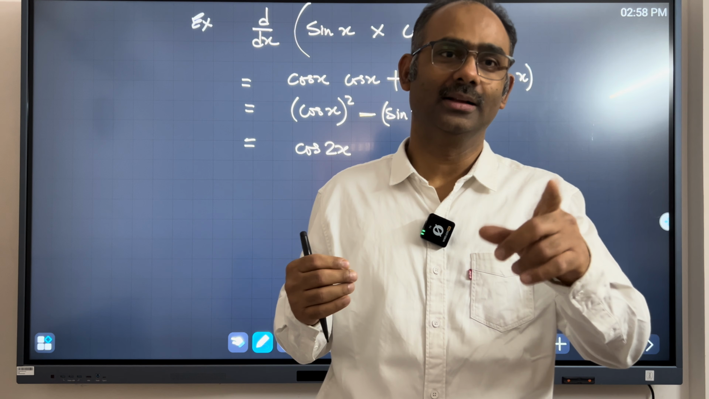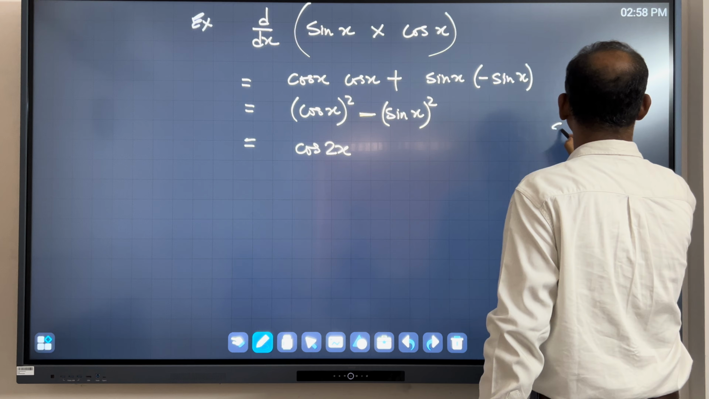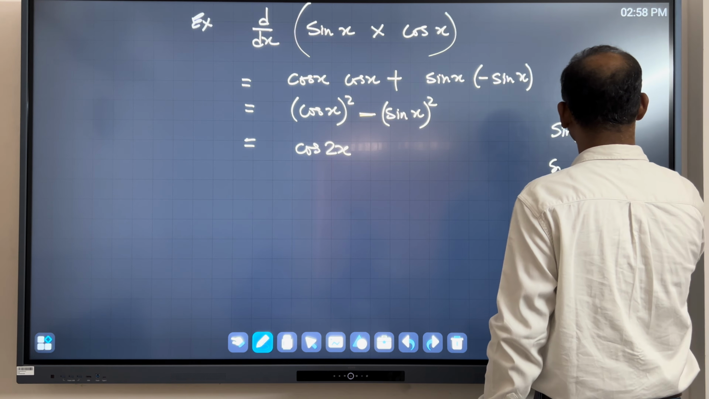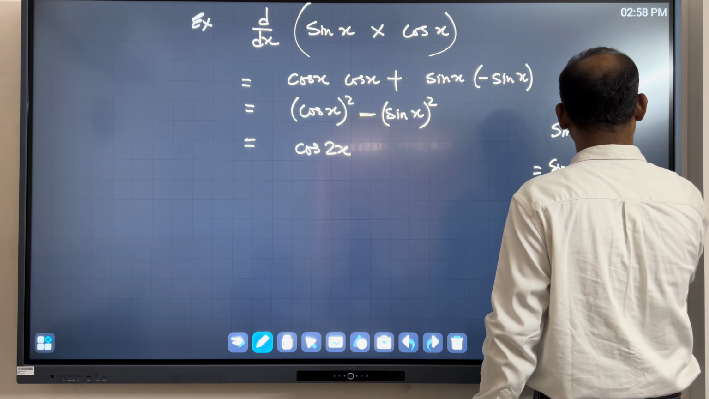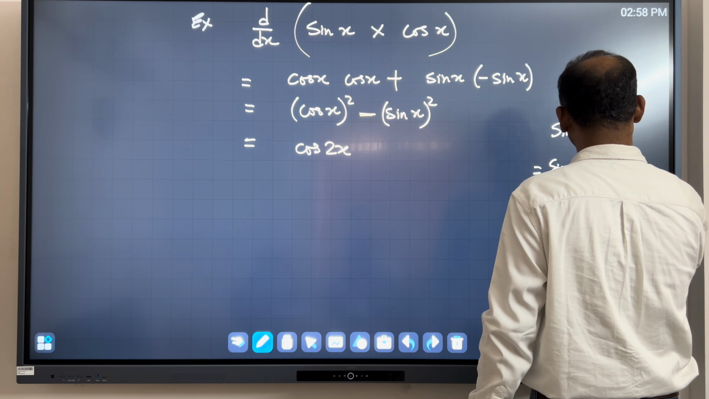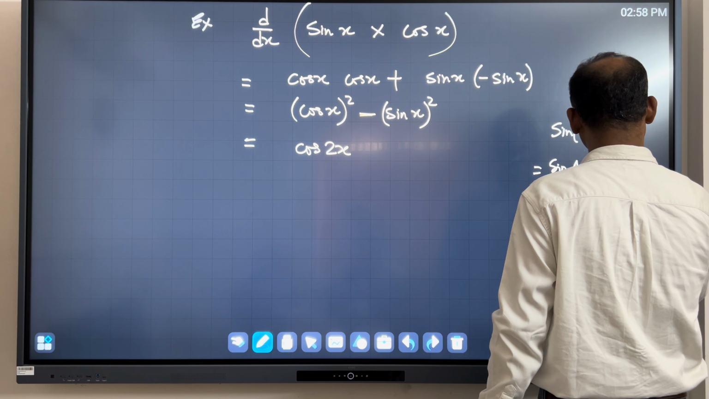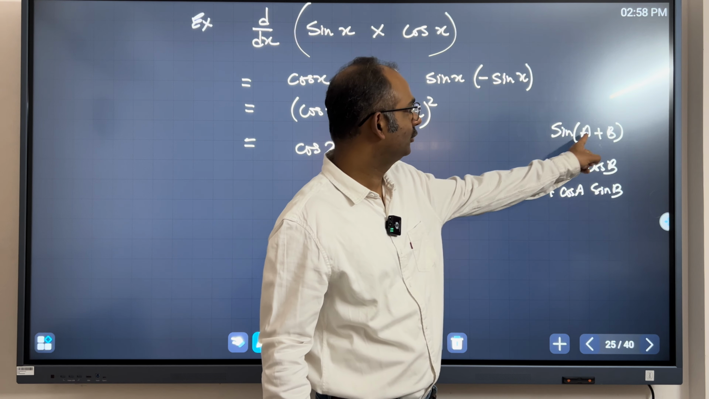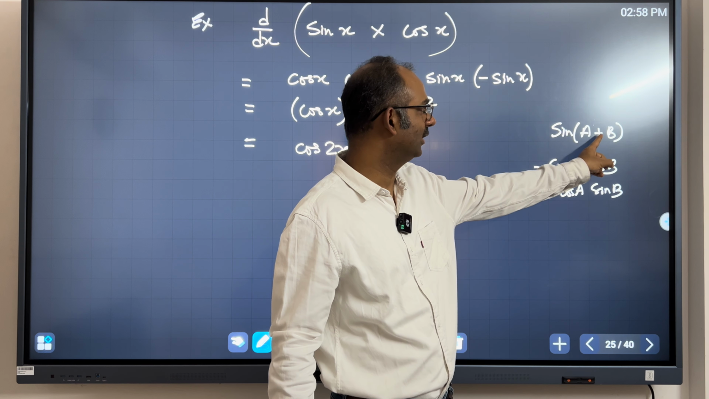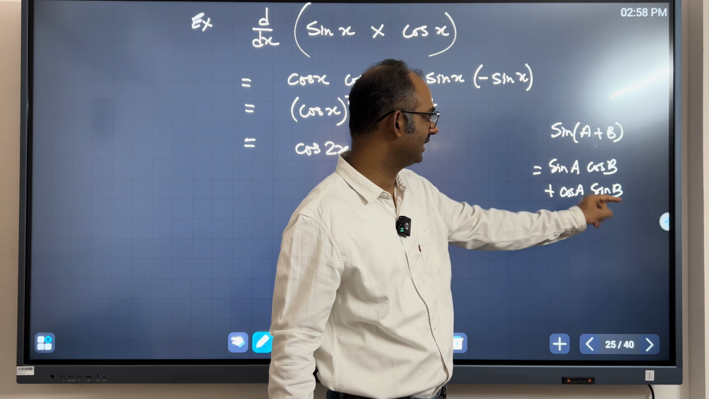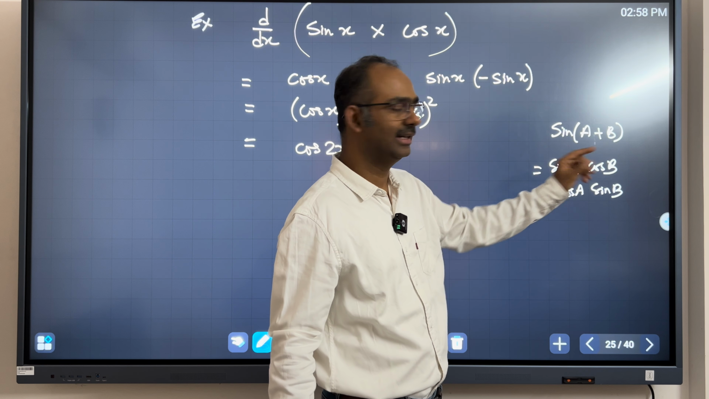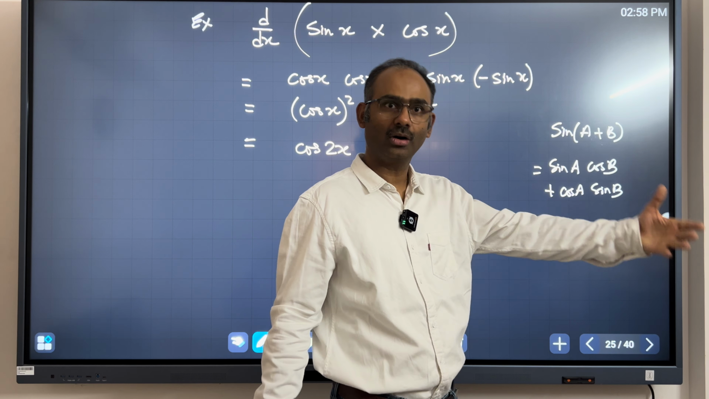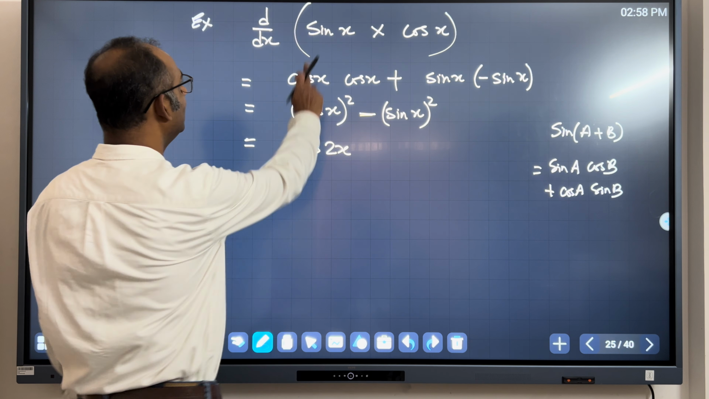You don't remember. See, sine of a plus b is sine a cos b plus cos a sine b. If a and b are equal, if b is equal to a, then sine of 2a is sine a cos a plus cos a sine a. So it is 2 times sine a cos a. Sine of 2a is 2 sine a cos a. Is that okay? Now here look at this.